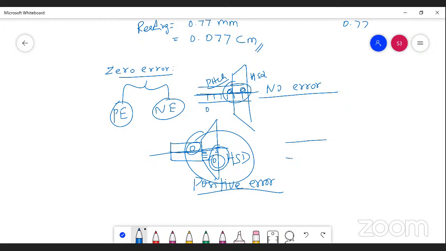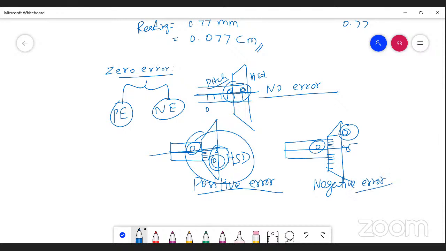When the zero is above the pitch scale, the main scale is above the zeroth line of the pitch scale. This is called negative error. I mean the zero is above the zero of the reference line of the pitch scale. This error is called negative error.